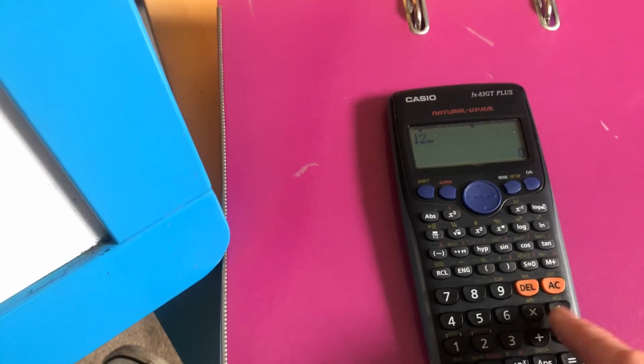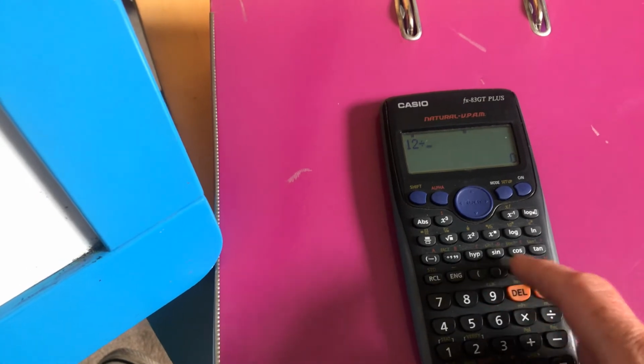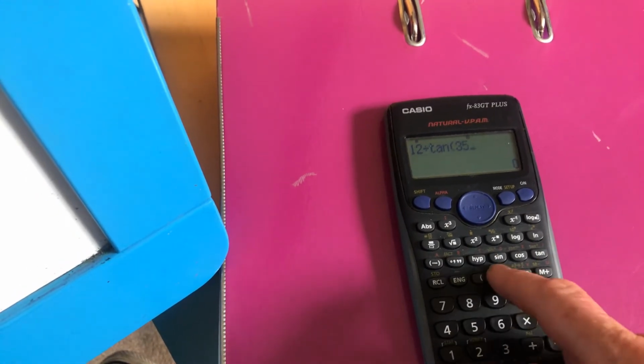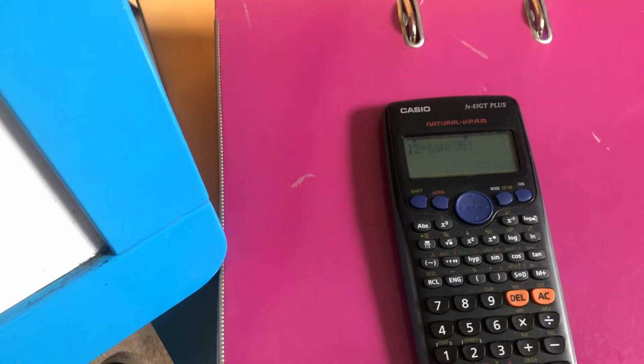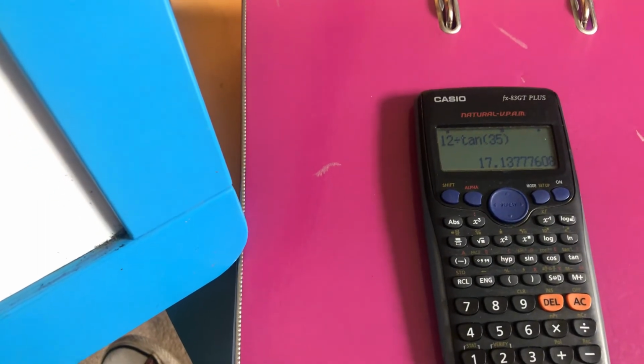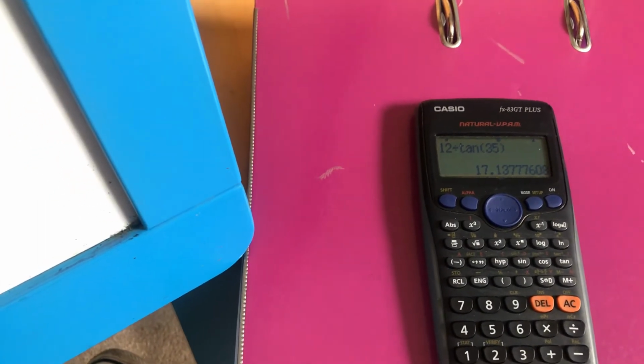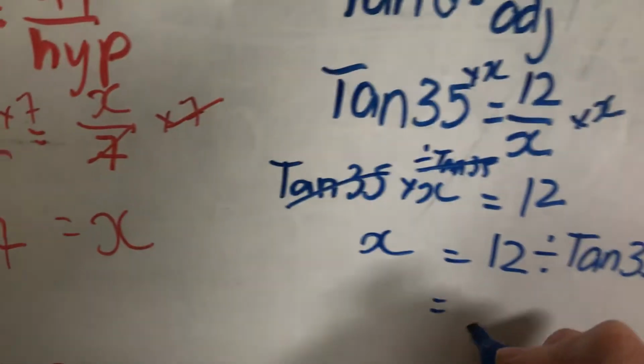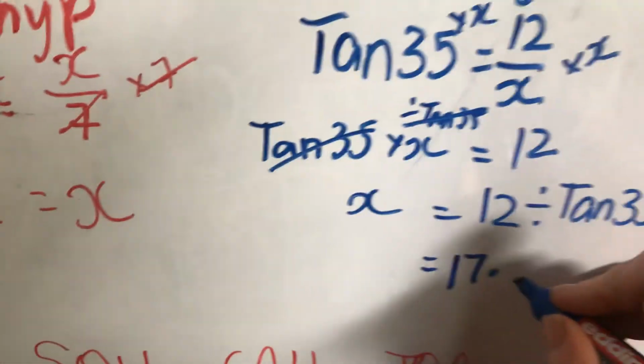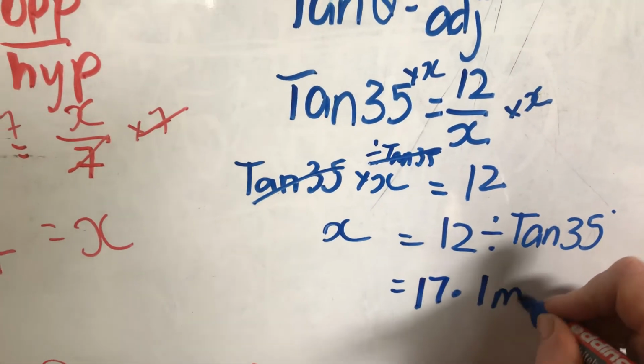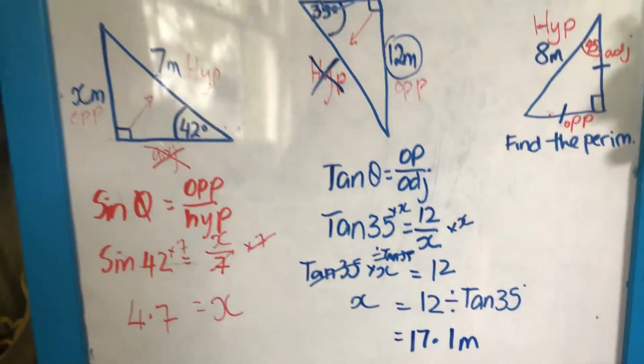Get to your calculator. 12 divided by the tan of 35, close your bracket, equals 17.1377. So to one decimal place, that's 17.1. So x equals 17.1 metres. And that's the length of that one.